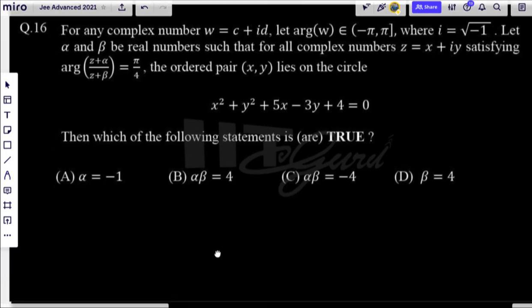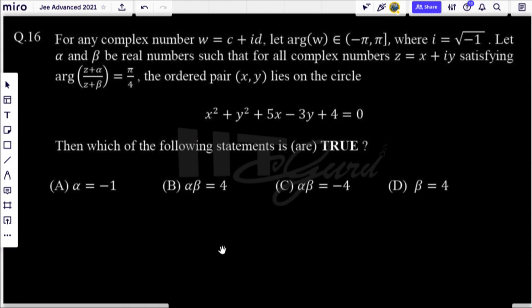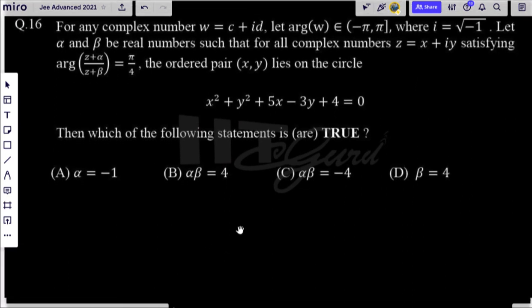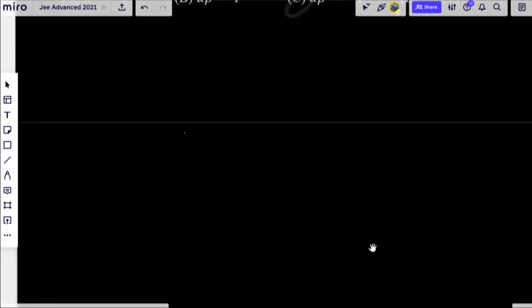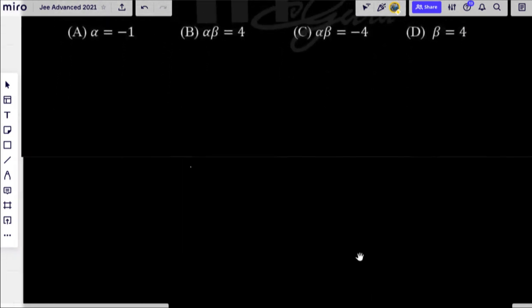Now the thing is very easy here. This question can be attempted in two different ways: either in the geometry way, or by applying the concept of argument. Argument of z1 upon z2 is argument of z1 minus argument of z2. You can apply the tan inverse x minus tan inverse y formula, and in this way you can get the results. So let's first attempt this question using geometry.